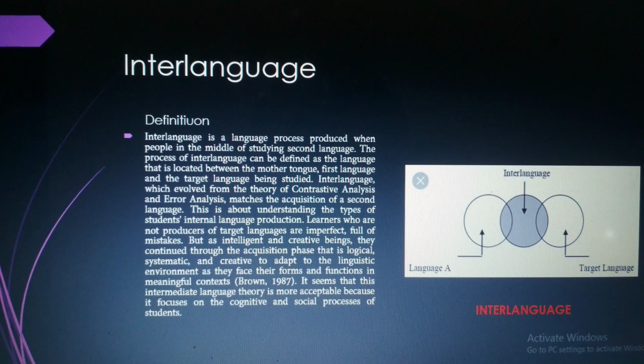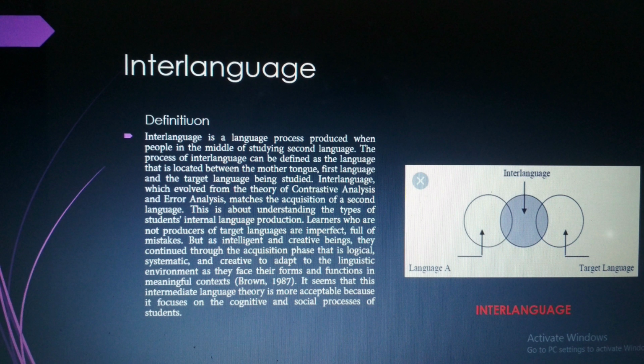Okay, let me tell you about interlanguage. What is interlanguage? Interlanguage is a language process produced when people are in the middle of studying a second language. The process of interlanguage can be defined as the language that is located between the mother tongue, the first language, and the target language being studied.